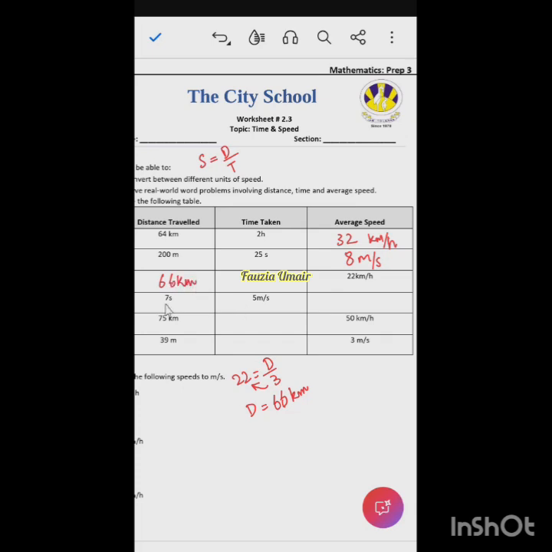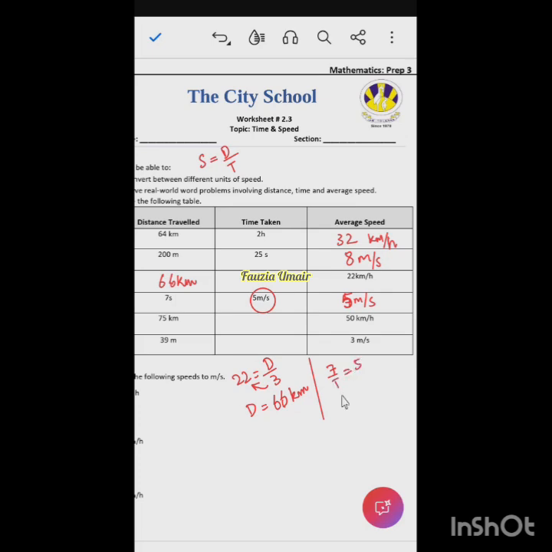So now comes the fourth part, again very simple. I think there was a mistake here. It is 5 meter per second, so 5 meter per second will be written here because this is speed. Okay, so we know speed and distance this time. So distance is 7, time is the unknown, and speed is 5.